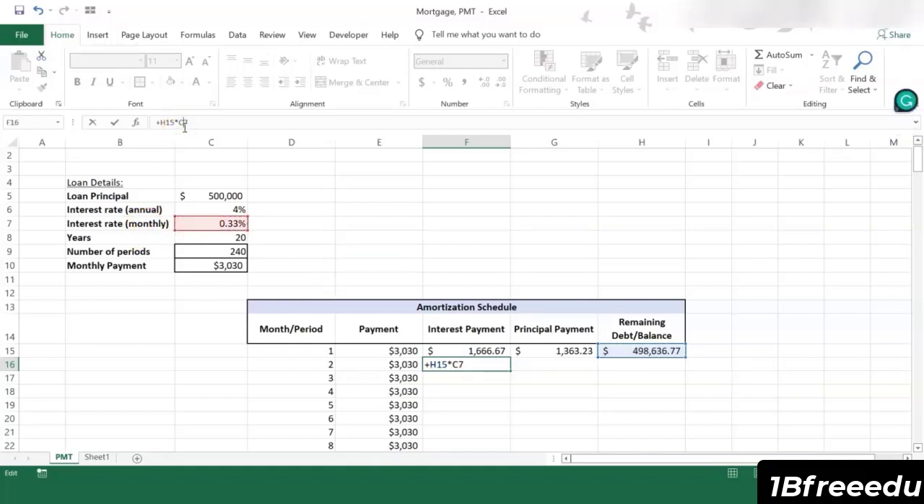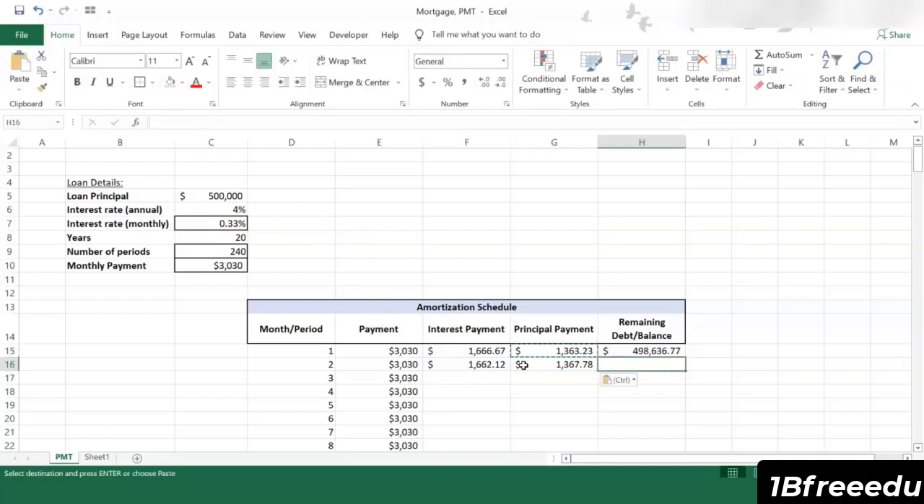And you can now lock this because we're going to copy the formula to the bottom. The principal payment is the difference, and the remaining debt is also the difference between the last month residual debt minus the principal payment. And we can copy the formula for all the remaining months.